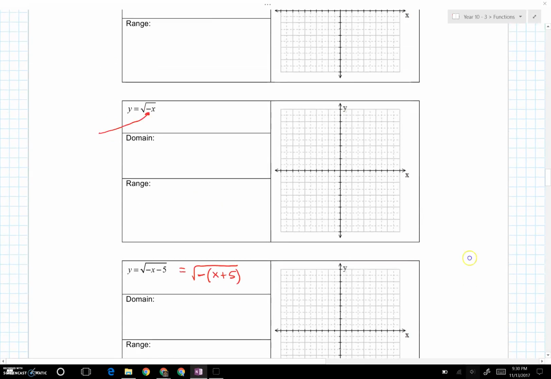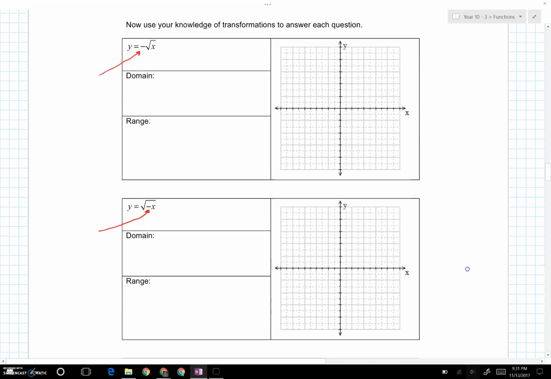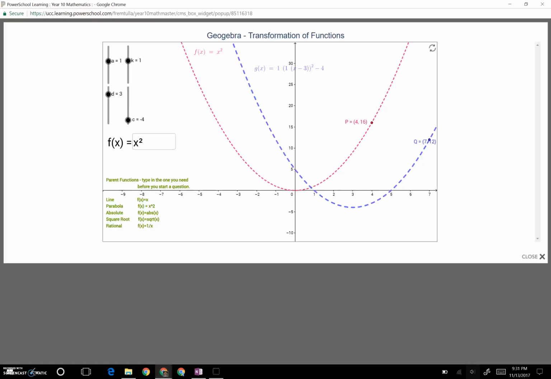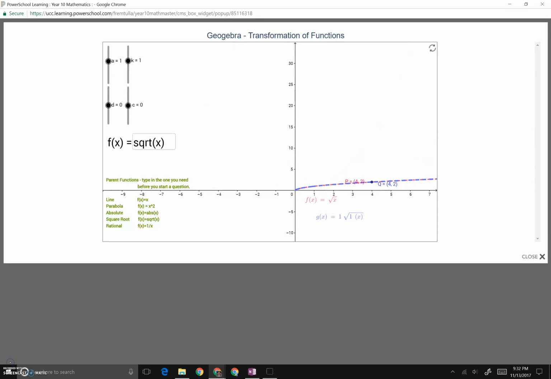So what I want you to do is take a moment. I would like you to go to your transformations function. Here, I would like you to type in the square root of x. So notice, this is how you type it in. It says sqrt of x. So like I said, if you type in sqrt bracket x bracket, it gives me my generic square root function. Notice my key point this time is at (4, 2). My transformed key point is, again, at (4, 2).